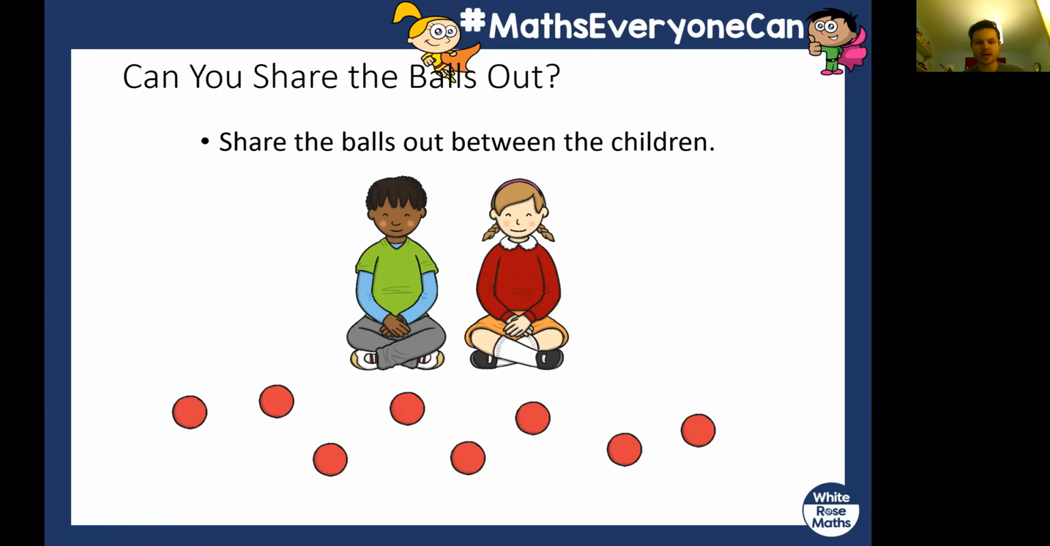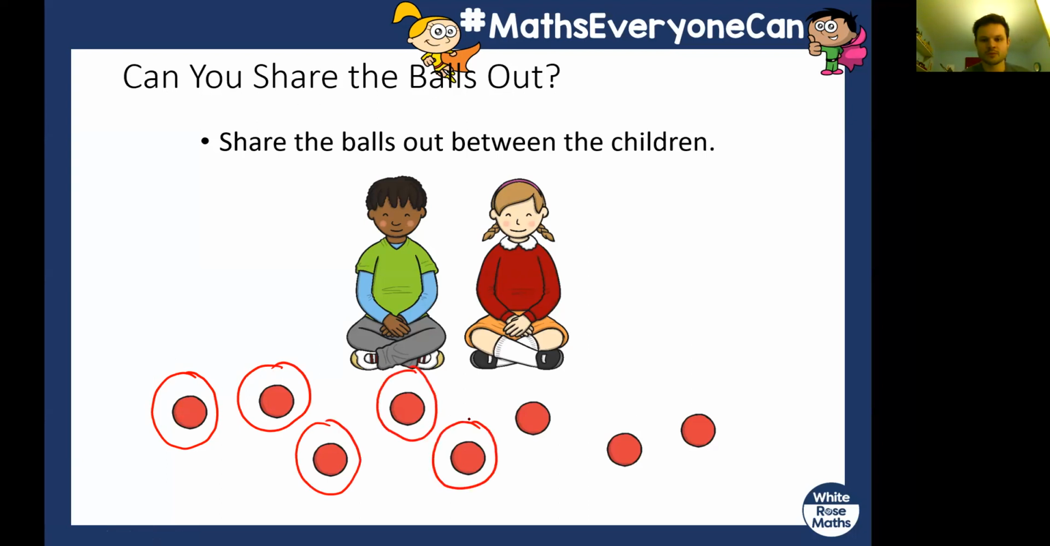Okay, welcome back, guys. How many balls could you see? Let's count them together. We have 1, 2, 3, 4, 5, 6, 7, and 8.